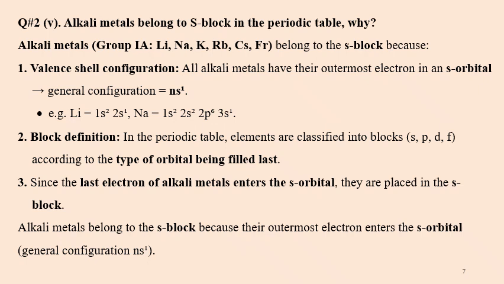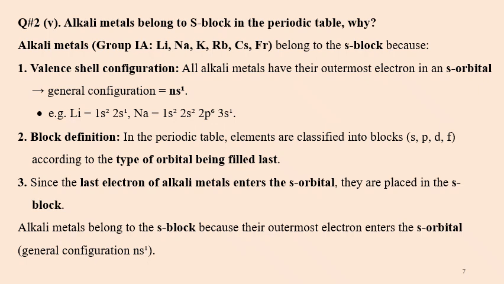Part 5. Alkali metals belong to S block in the periodic table. Why? Alkali metals belong to S block because they have valence shell configuration. Because of their valence shell configuration, all alkali metals have their outermost electron in S orbital and it has general configuration NS1. ठीक है?